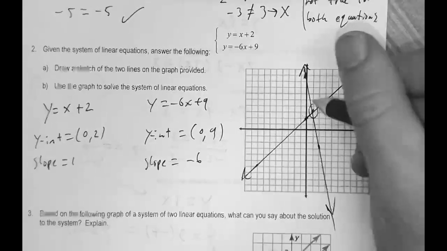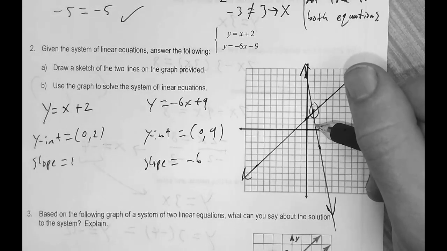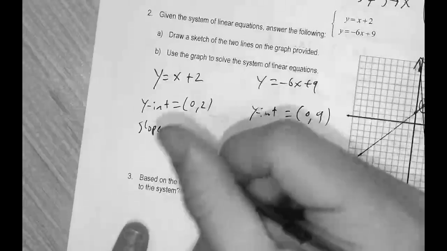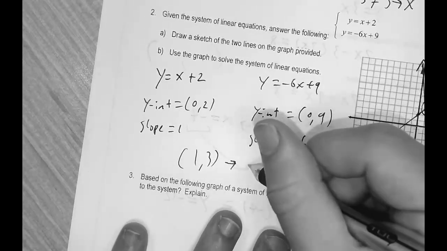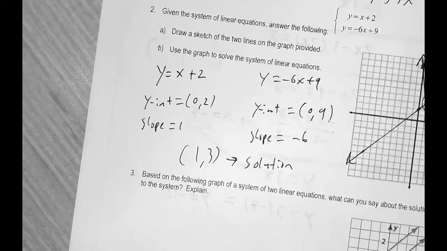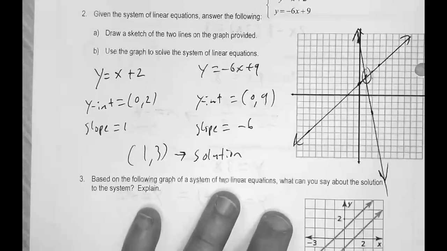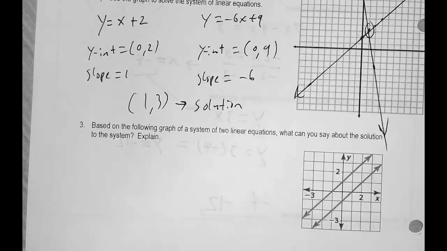And I can see that I have a point of intersection here at (1, 3). So (1, 3) is the point of intersection. So that's the solution. Okay? Good? Okay. All right, based on the following graph of a system of 2 linear equations, what can you say about the solution of the system?